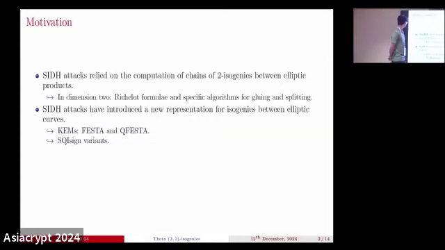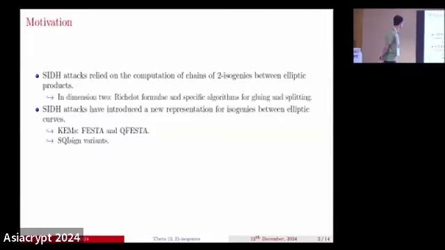So, the first thing to talk about is why? What's actually the main motivation behind this work? Is everything fine? Okay. I see people waving. No. Okay, yes.